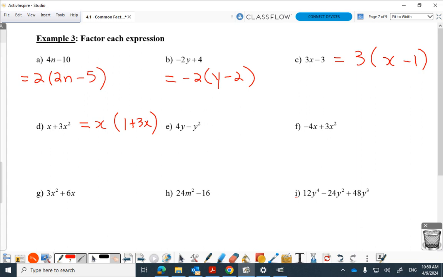What's x divided by x? 1. What's 3x squared divided by x? 3x. So there's your procedure. You're dividing that common factor out. When we were doing distribution, we were multiplying by the common factor. Now we'll be dividing by it. These get progressively harder, by the way.